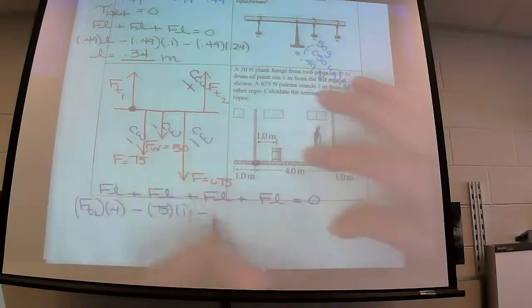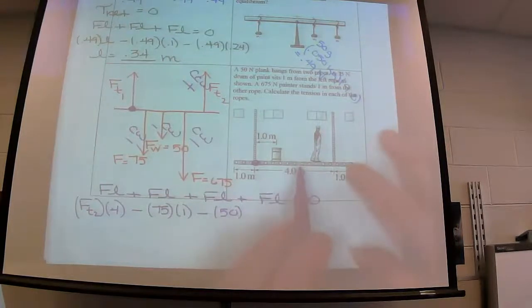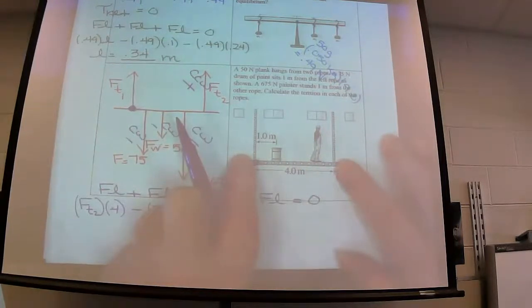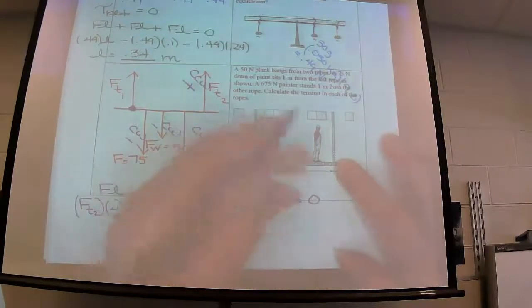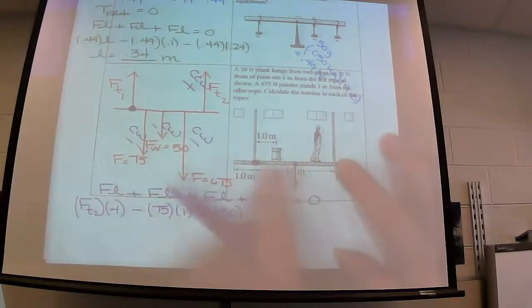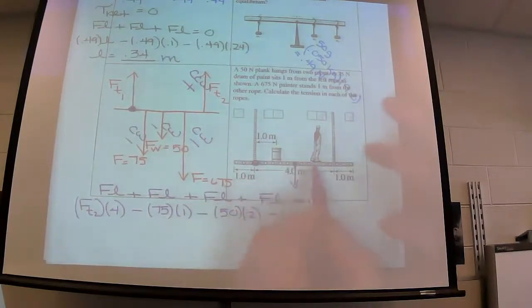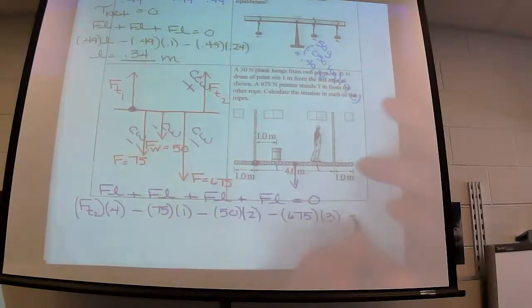Now I'm going to do the board. That's 50. How far is the board from the pivot point? So it says that rope to rope is 4. So the board is right in the middle. 2? I think it's 2. Minus the painter guy, 675. He is 1, 2, 3 equals 0.